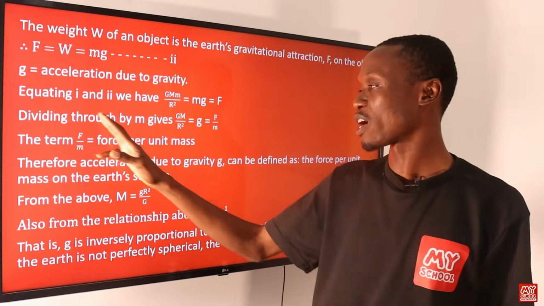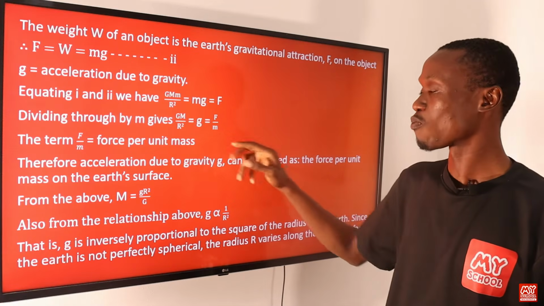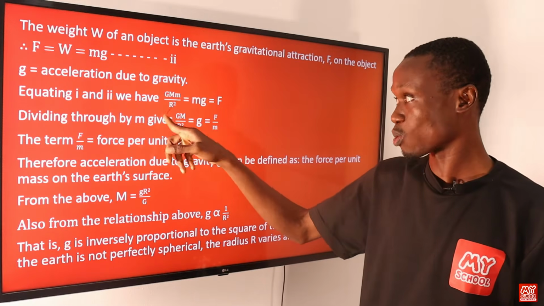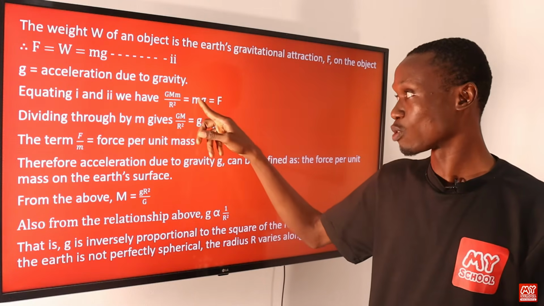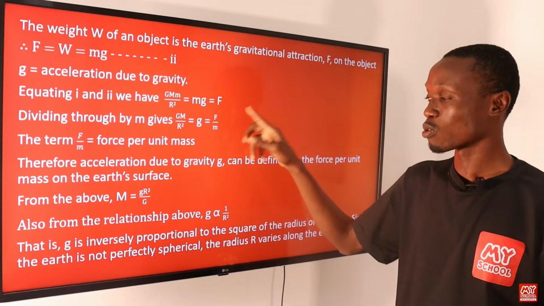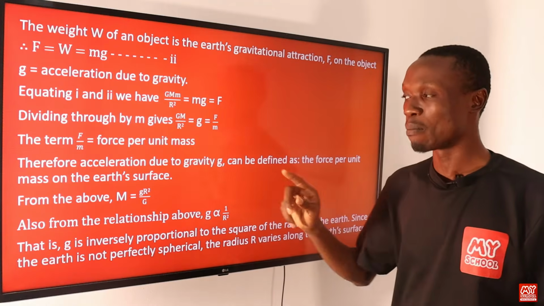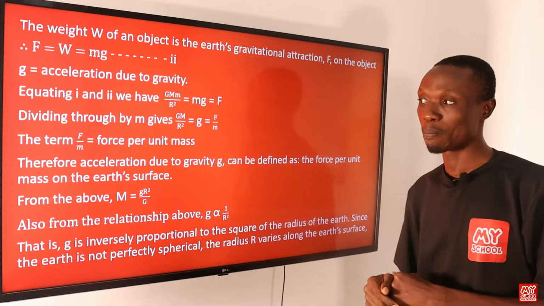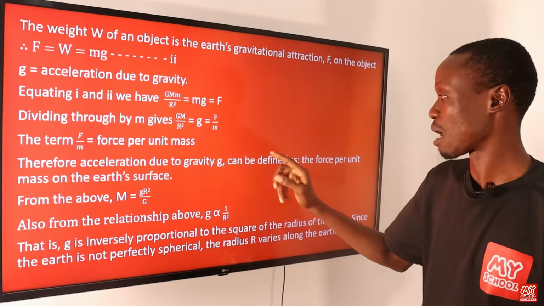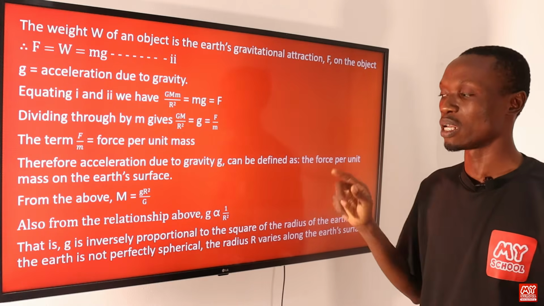So we simply divide through by small letter m. Then the small letter m here will cancel out, and the small letter m here too will also cancel out. And then this F will also be divided by m. Now the term F over m is referred to as force per unit mass. Therefore, acceleration due to gravity can be defined as the force per unit mass on the Earth's surface.